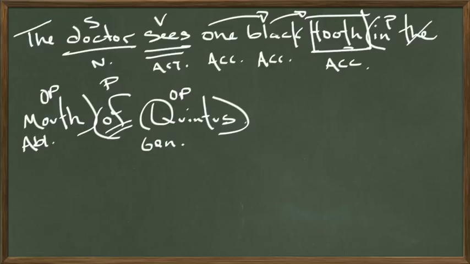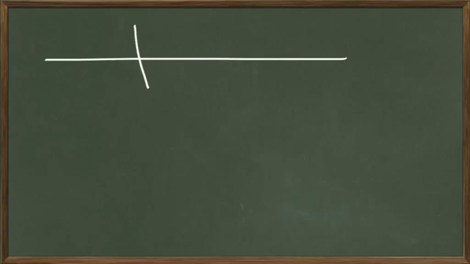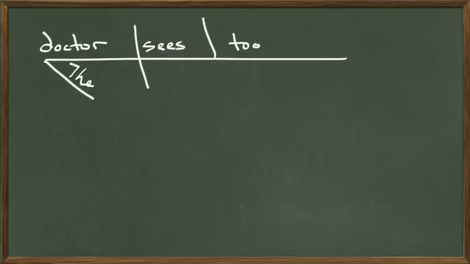Let's go to another screen and diagram this, and then we'll come back and translate it. So, our main sentence was the doctor, put the article adjective down here, the doctor sees. What does he see? A direct object always goes on the main line after a half stick. The doctor sees a tooth.